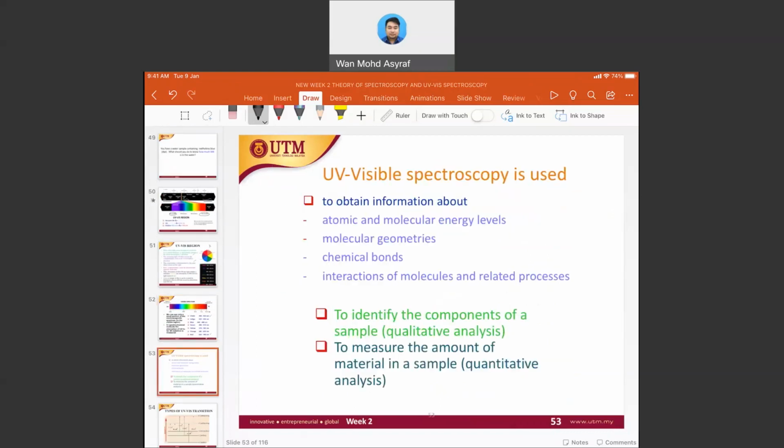Okay, so this is very important. UV visible spectroscopy is used to obtain information about the atomic and molecular energy levels, the molecular geometry, the chemical bonds, and the interaction of the molecules related to the processes. All of this information can be found by using UV-Vis spectroscopy. Basically, we are going to identify the components of the sample, which is qualitative analysis, and then measure the amount, which is quantitative. So for UV visible spectroscopy, we are able to do qualitative analysis and quantitative analysis.